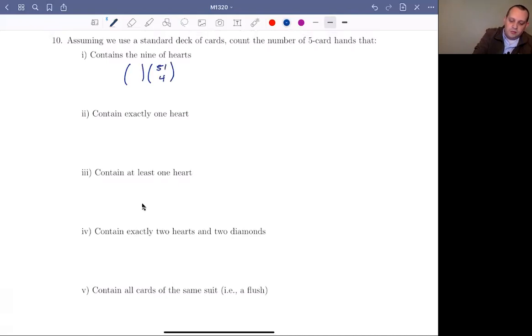I want to also put in 1 choose 1 in front of this. And of course, if you have one object, the number of ways to choose it is 1. There's only one way. You just choose it. There's nothing to do. There's nothing to show.